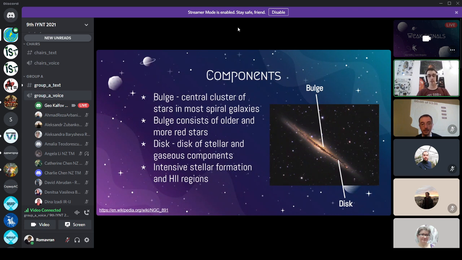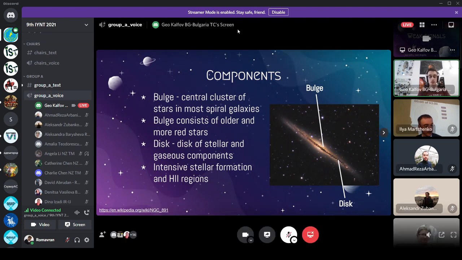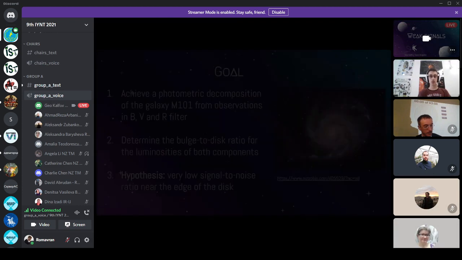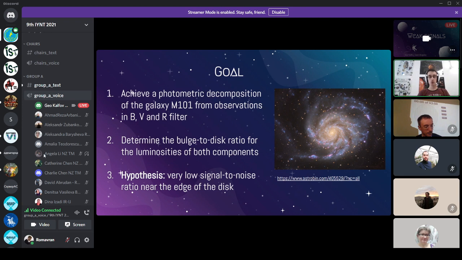The main components of a galaxy are a bulge, which is the central cluster of stars. It consists of mostly older and more red stars, while the disk is a place with active stellar formation and intensive H2 regions. So our goal will be to achieve a photometric decomposition of the galaxy M101 from the observations in B, V and R filters, and to determine the bulge to disk ratio for the luminosities of both components. Our hypothesis is that this will exhibit a very low signal to noise ratio near the edge of the galaxy.